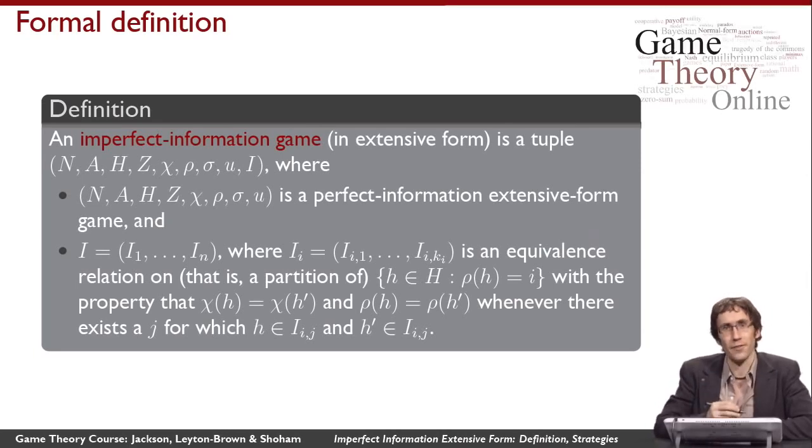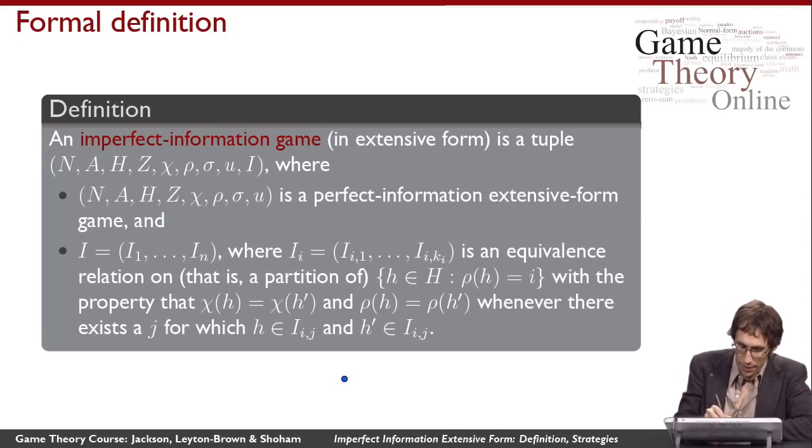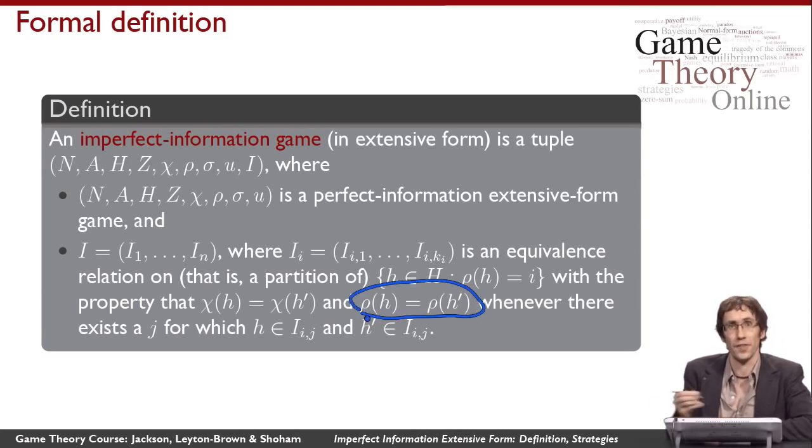Now, in order to make this definition work, we need to add a couple of restrictions so that it makes sense. So we want to say that if two different choice nodes are part of the same equivalence class, then first of all, they have to belong to the same player. They have to be labeled with the same player, because if they're not, you'd be able to tell them apart because different players would be acting.